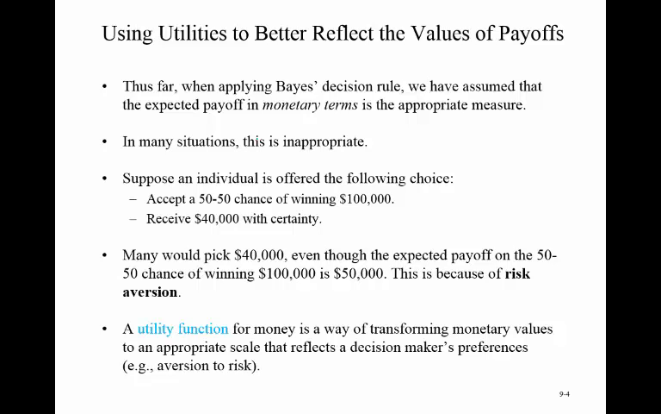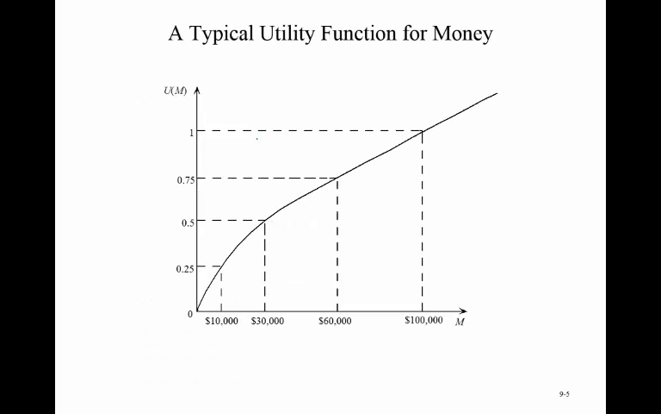So this whole notion of a utility function is a way to map money into happiness with respect to a given decision maker. It's transforming money to an appropriate scale that reflects their preferences. This is what a typical utility function for money may look like for someone who is somewhat risk averse. Now, what this means is the following. First of all, the utility scale on the y-axis is ranging from 0 up to 1 for this particular example. The money values are ranging from 0 up to 100,000.